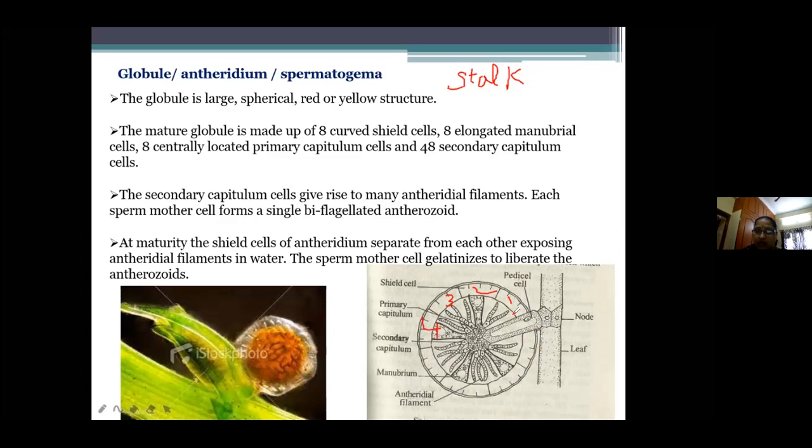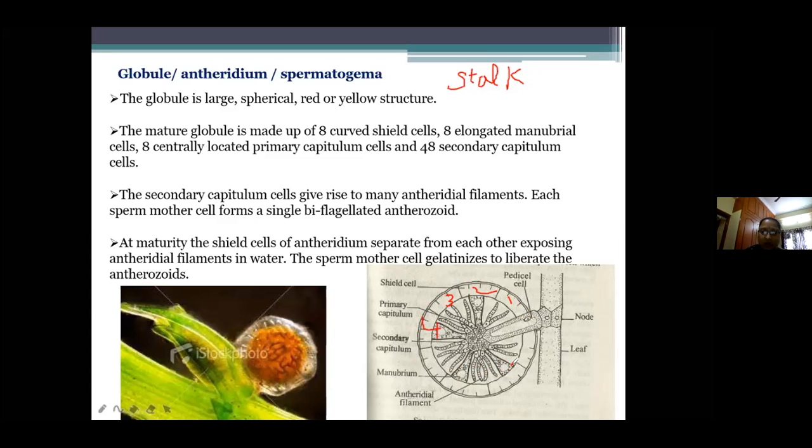Very important, girls. Chara's reproductive part is different. See here, the globule is a spherical shape, red in color. One stalk or pedicel is there, and a shield made up of 8 plate-like cells. The shield cells are filled with red or yellow pigment, the characteristic color of the antheridium.